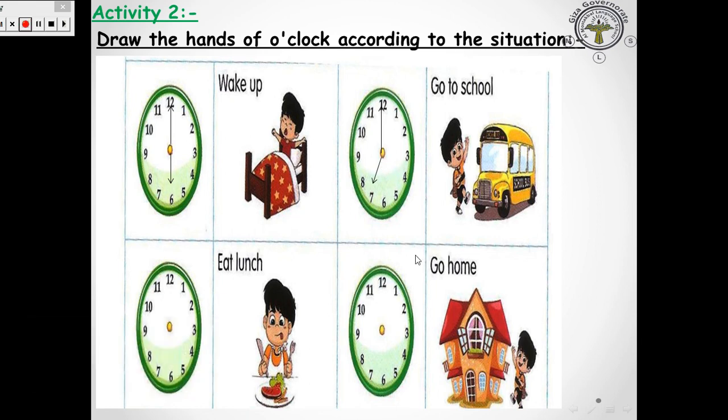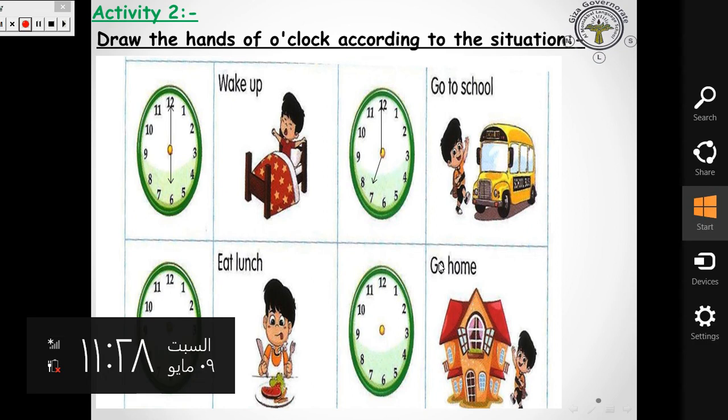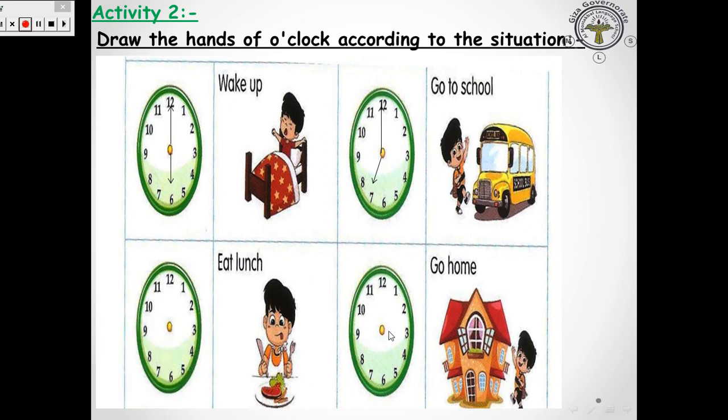Next example, this boy goes home at 3 o'clock. So we draw the long hand pointing to 12 and the short hand pointing to 3.